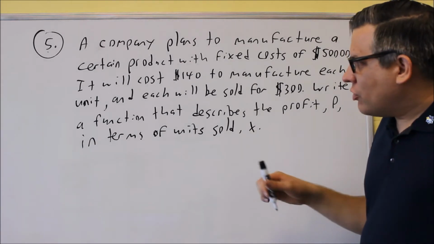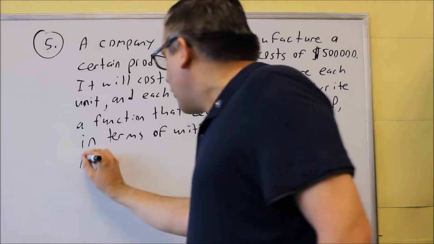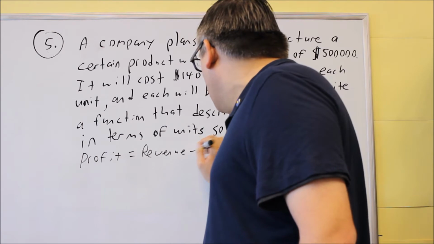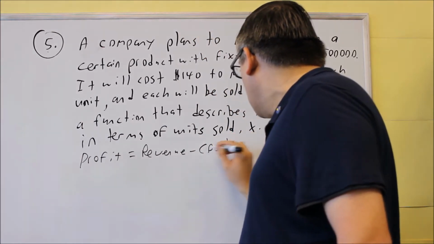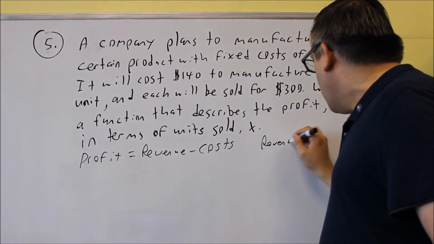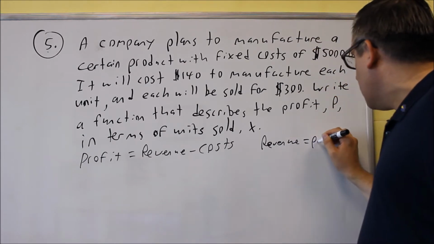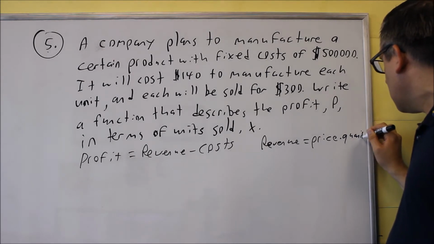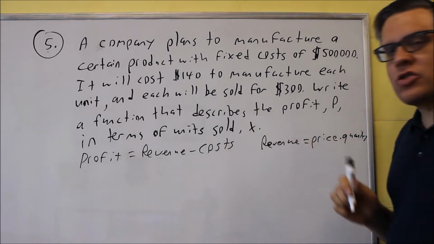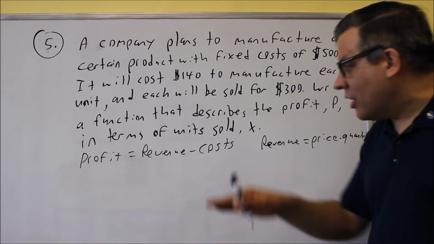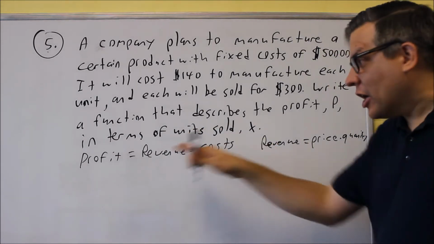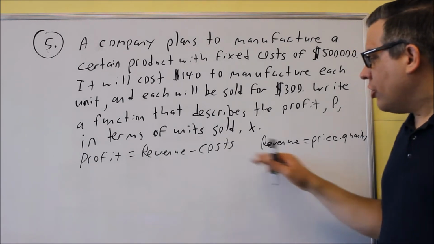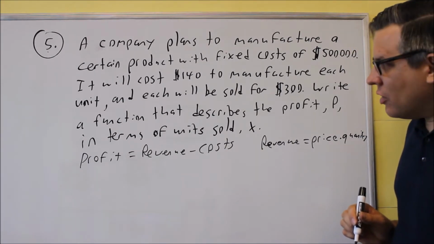Now before you jump into this one, you have to understand a couple definitions. So first of all, I'm going to put that underneath here. Profit equals revenue minus cost, and also revenue equals price times quantity. Okay, so these are two formulas that you have to know for this particular problem. Now again, the actual problem on the test may or may not involve this, but this particular one does. So we're going to use these formulas in order to come up with our equations.